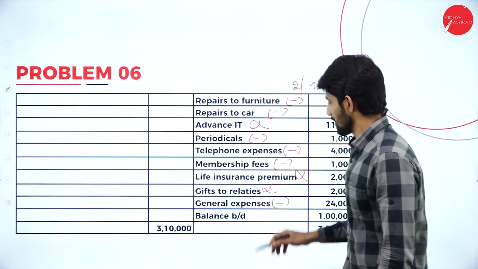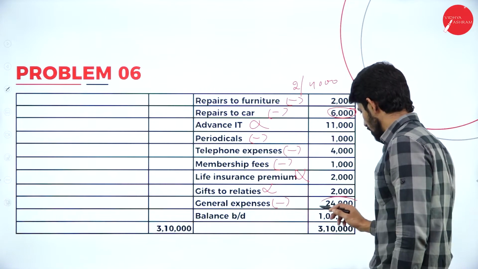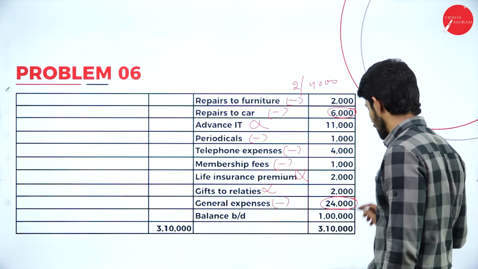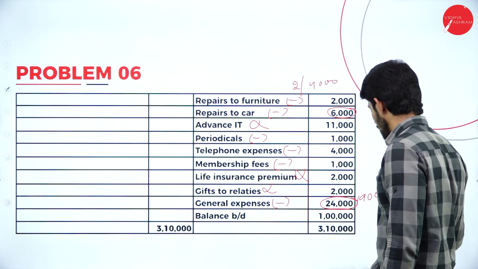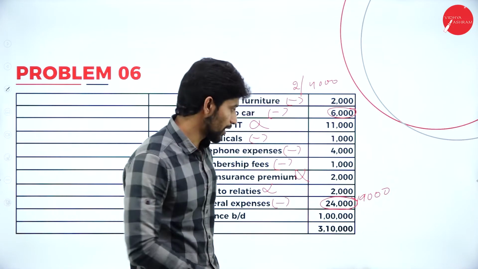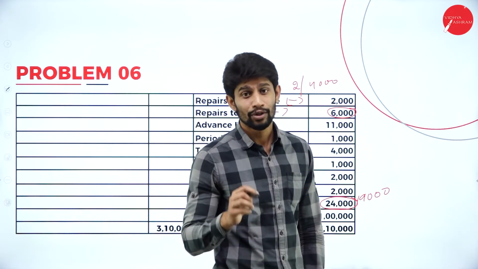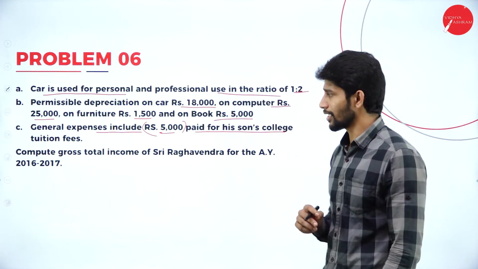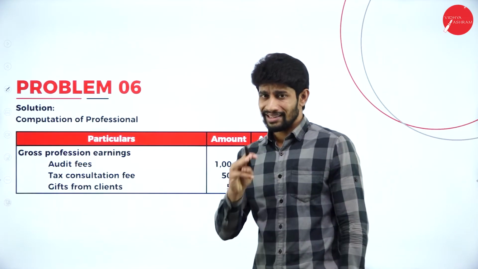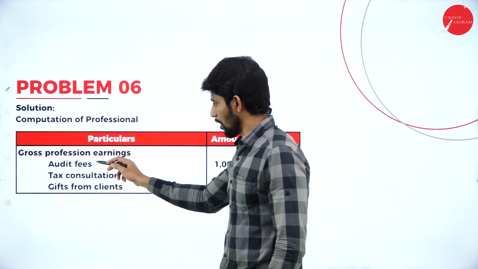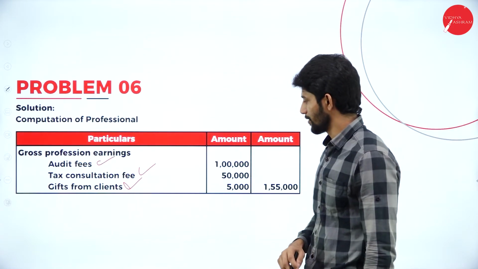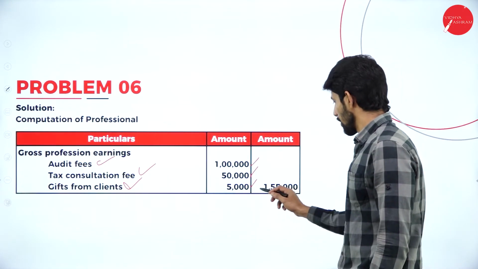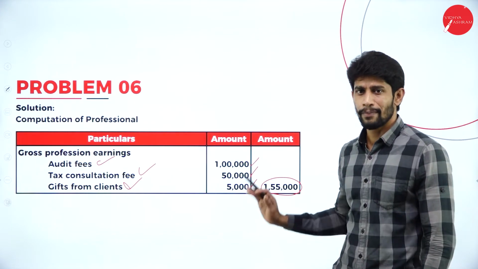If you look into the general expenses, how much is it? 24,000. In 24,000, 5,000 relates to personal, the remaining 19,000 relates to professional. So deduct this 19,000, not 24,000, in general expenses. Now we compute professional income. We have only 3 professional incomes: audit fees, consultation fees, and gift from clients. Totally 1,55,000 is the professional income.